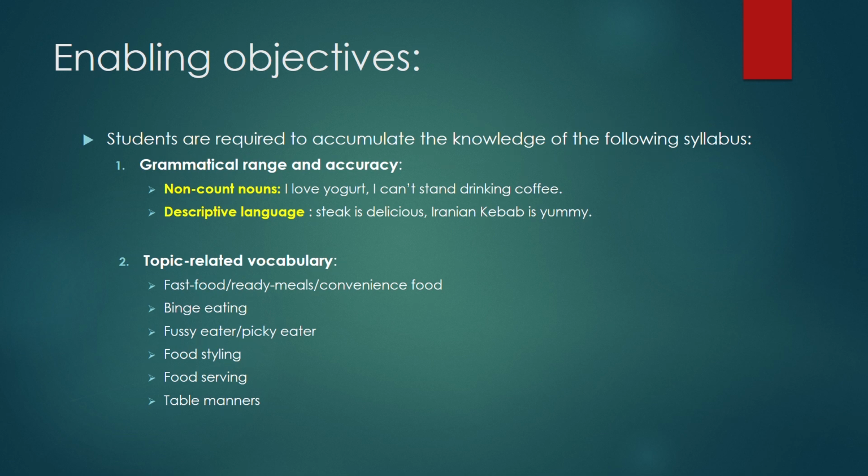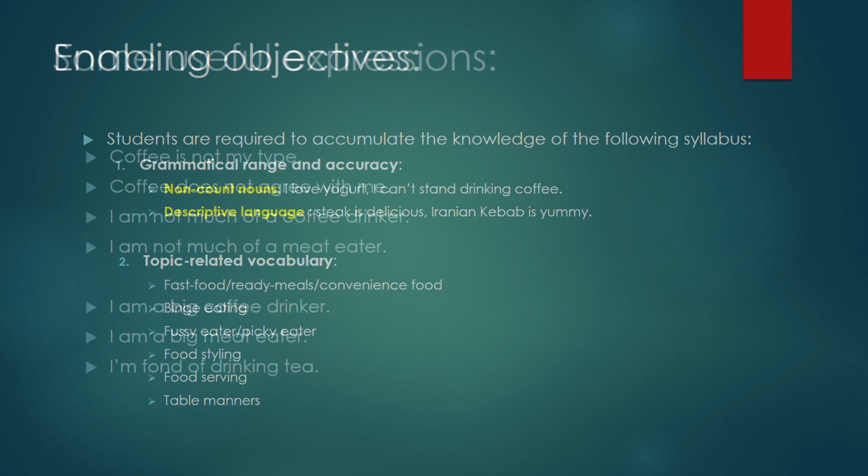Food styling is, let's say, all about designing the food. Food serving is every meal that you take in one go. Table manners, as its name indicates, the social behavior, the cultural values that we have to respect while eating on the table with friends or family members.